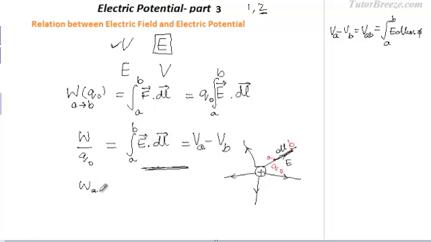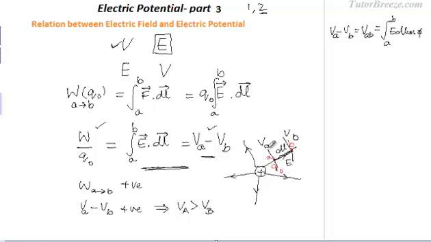So the work done to carry the charge from A to B, the work done by the electric field, is positive. Now if you look at the right hand side of this equation, if this is positive, then this should also be positive, which means VA minus VB is positive. And if VA minus VB is positive, then this implies that VA has to be greater than VB. So the potential at A will be greater than the potential at B. V at A is greater than V at B.